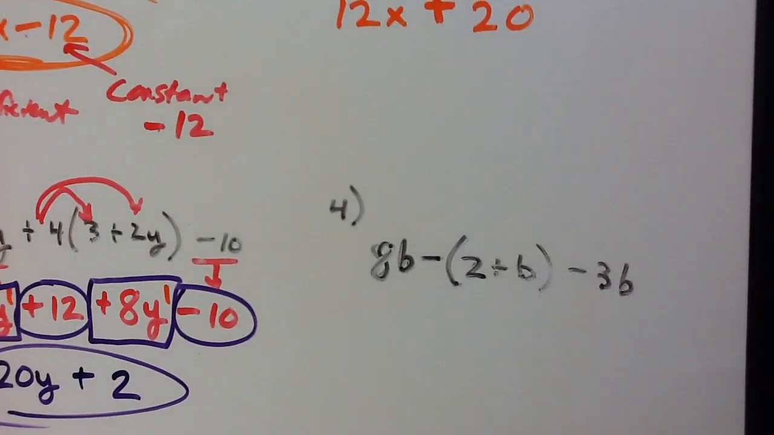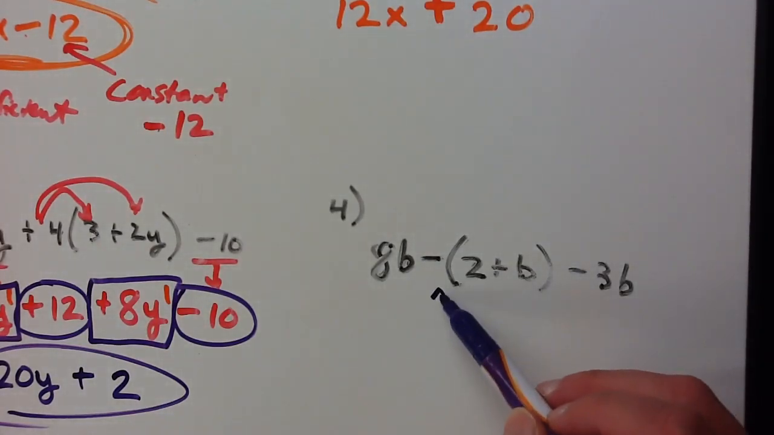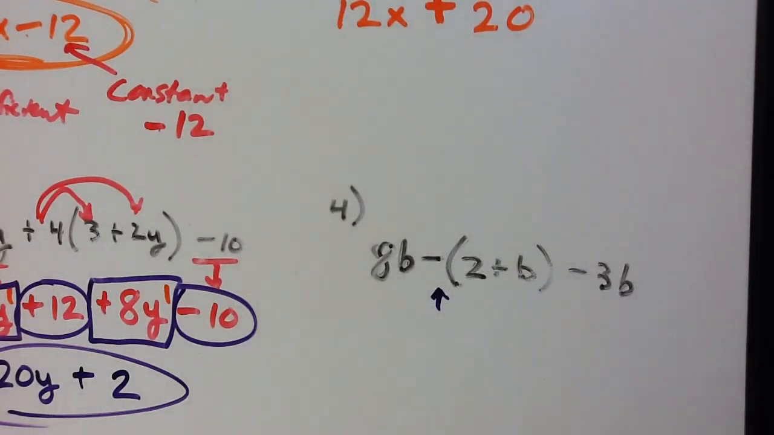Next example, I have 8b minus 2 plus b minus 3b. Now here I see parentheses. What number is in front of the parentheses? What number is right there? You may say, Mr. Roper, there is no number there. What are you talking about? There's no number. Well, again, if it's not there, it's invisible.